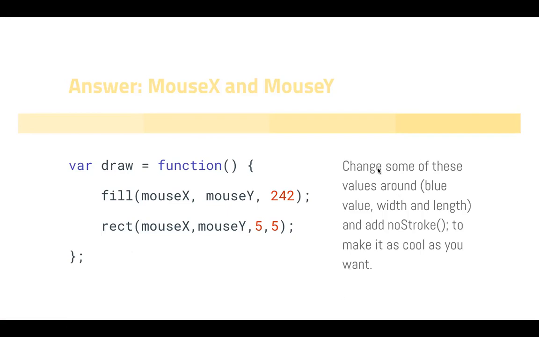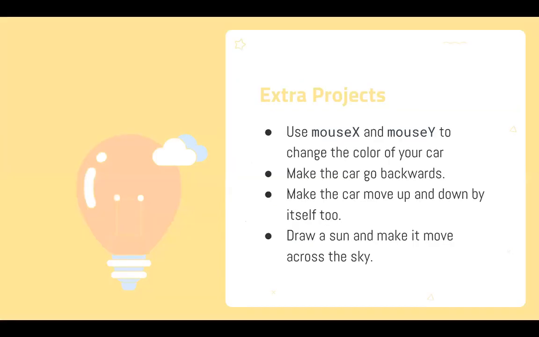And here's another note. You can change the values around the blue value, the width and the length, and add no stroke to make it as cool as you want. So I totally encourage you to change the blue value, to change the width and the length, and maybe you can just get some wonky shapes. Who knows?